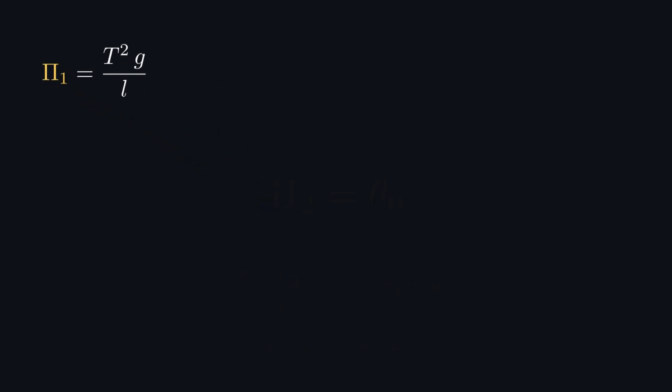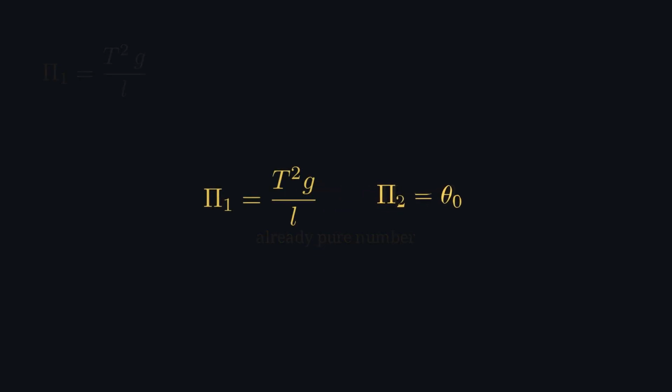And the second group? It's almost a joke. The angle theta naught is already dimensionless, all by itself. So it just is the second group. Nothing to build. 2 clean numbers. And the whole physics of the pendulum has to live inside the relationship between them.